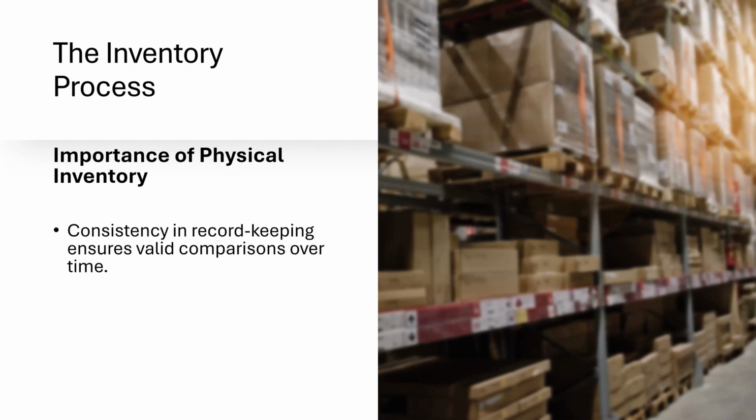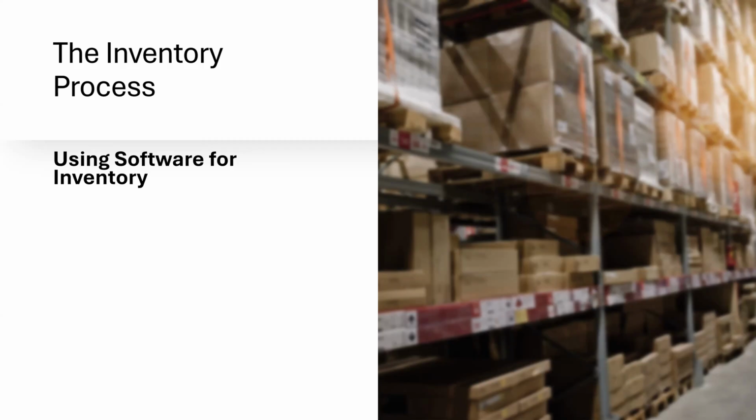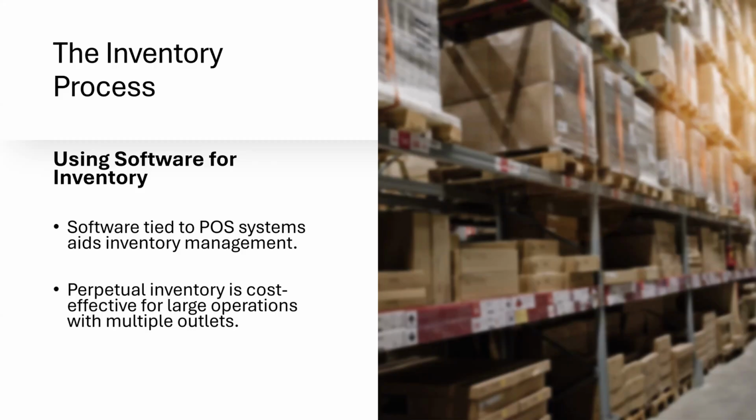The physical inventory, right? Consistency in record keeping ensures valid comparisons over time. That's the physical, going out and counting it one by one. Certainly verifies the inventory matches the expectation, so that's all good, and then helps control costs and reduce losses. Certainly, as I said before, all your software is probably tied to your point of sale system, certainly aids in inventory management, which certainly helps. And then perpetual inventory is cost effective for really large operations and multiple outlets. So we're talking chains and stuff like that.